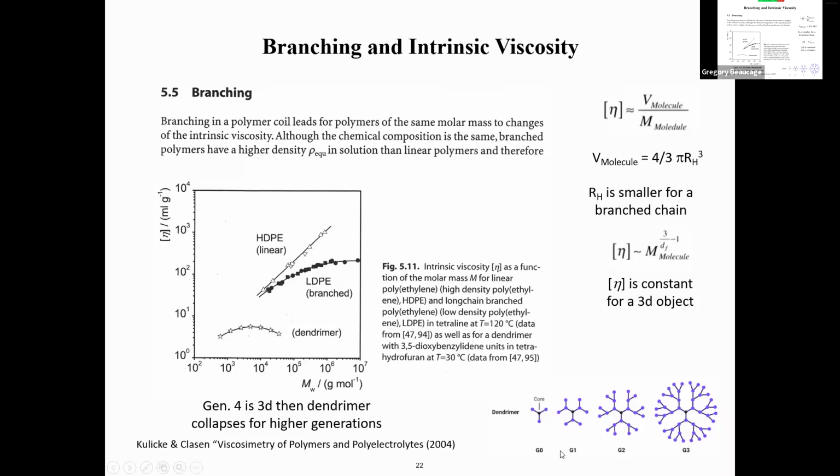Yeah. Oh, which is not the Zimm model. So yeah. There's the Zimm and the Rouse model. So the Zimm model is the coil.